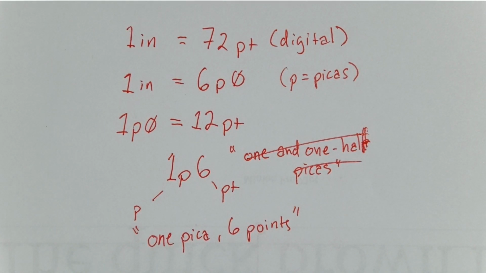So this is our unit of measurement that we're actually going to use from here on out. Okay? 1 inch is 72 points. 1 inch is 6 picas. 1 pica is 12 points. Are we okay with this? Right. Now, when are we going to use these? Why would I use a pica instead of an inch? Why would I use a point instead of a pica?